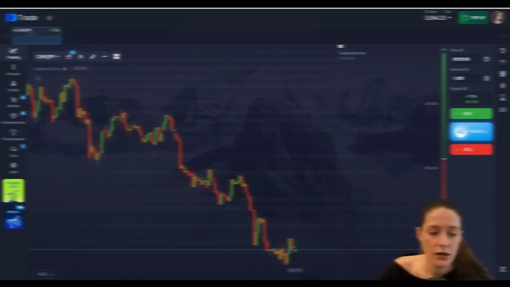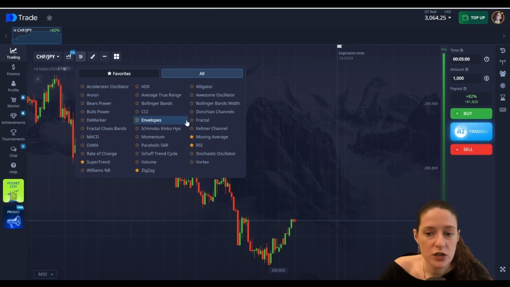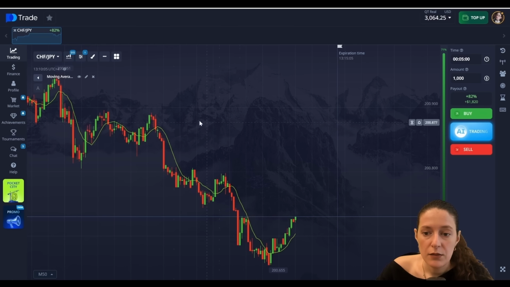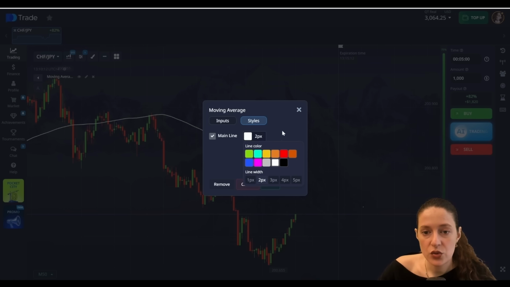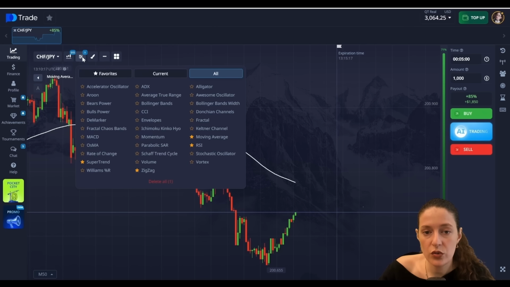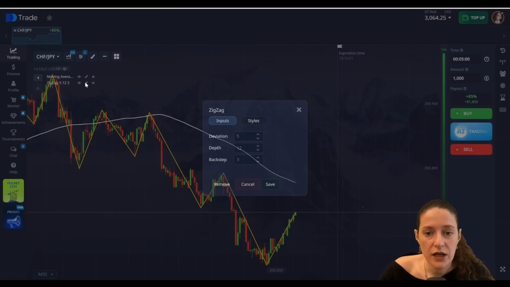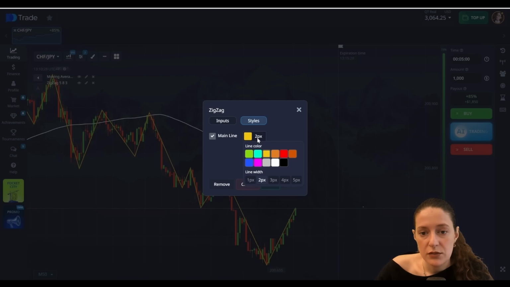So let's start. I start by setting up the well-known moving average indicator. Let me increase the period to 100. Color is white and save. The next indicator is also known as Zigzag with the periods of 5, 8, and 3. Let me change the color as well and save.